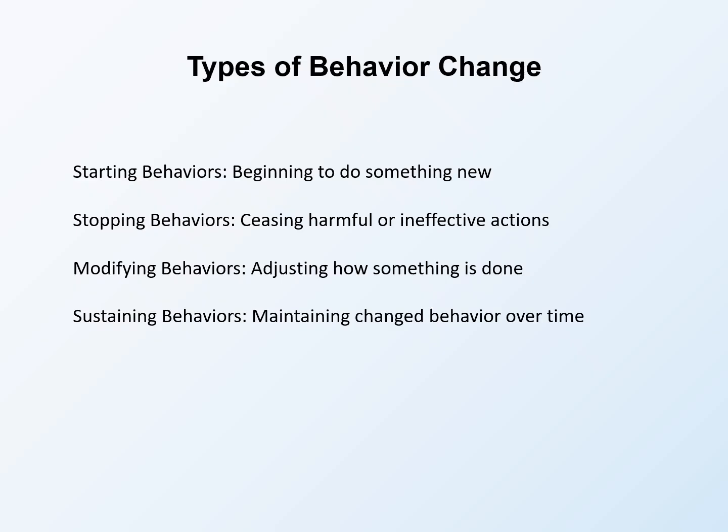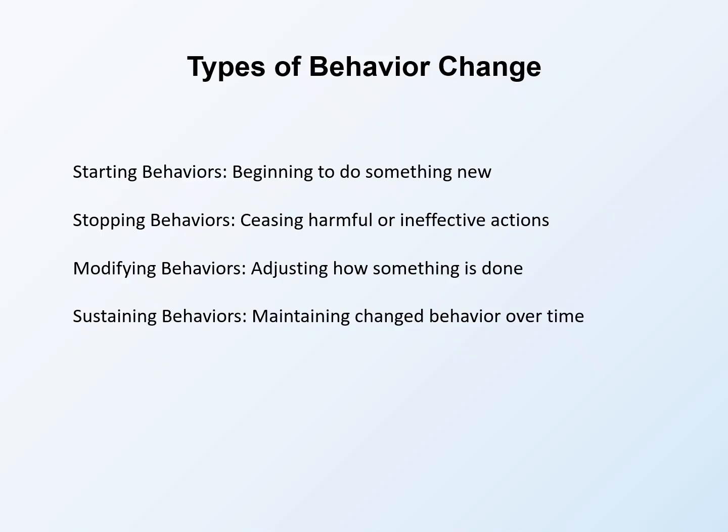Modifying behaviors involve adjusting how something is already being done rather than starting or stopping entirely. Eating healthier foods rather than stopping eating, driving more safely rather than stopping driving, communicating differently rather than stopping communication, or managing money more carefully are modifications to existing patterns. Sustaining behaviors involve maintaining changed behavior consistently over extended time periods.